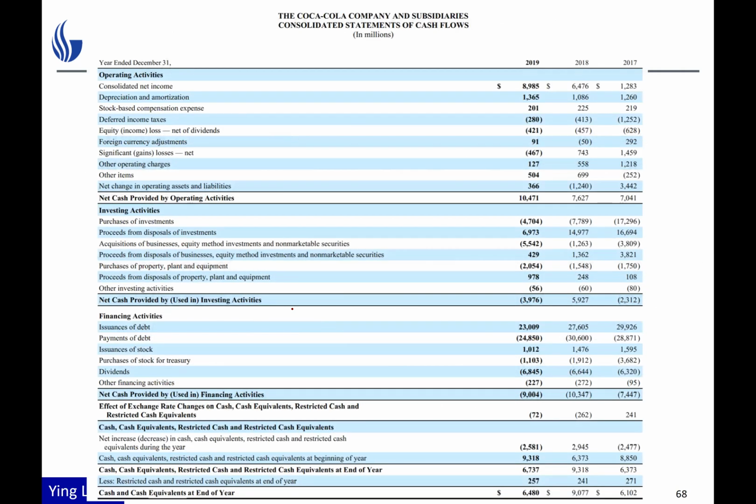This is Coca-Cola Company's cash flow statement. I think we are all very familiar with the three activities of the cash flow statement. Number one, we have net cash provided by operating activities. So from here, this is operating. The second part is investing activities. Lastly is the financing activities. Financing means how the money, the capital, is obtained.